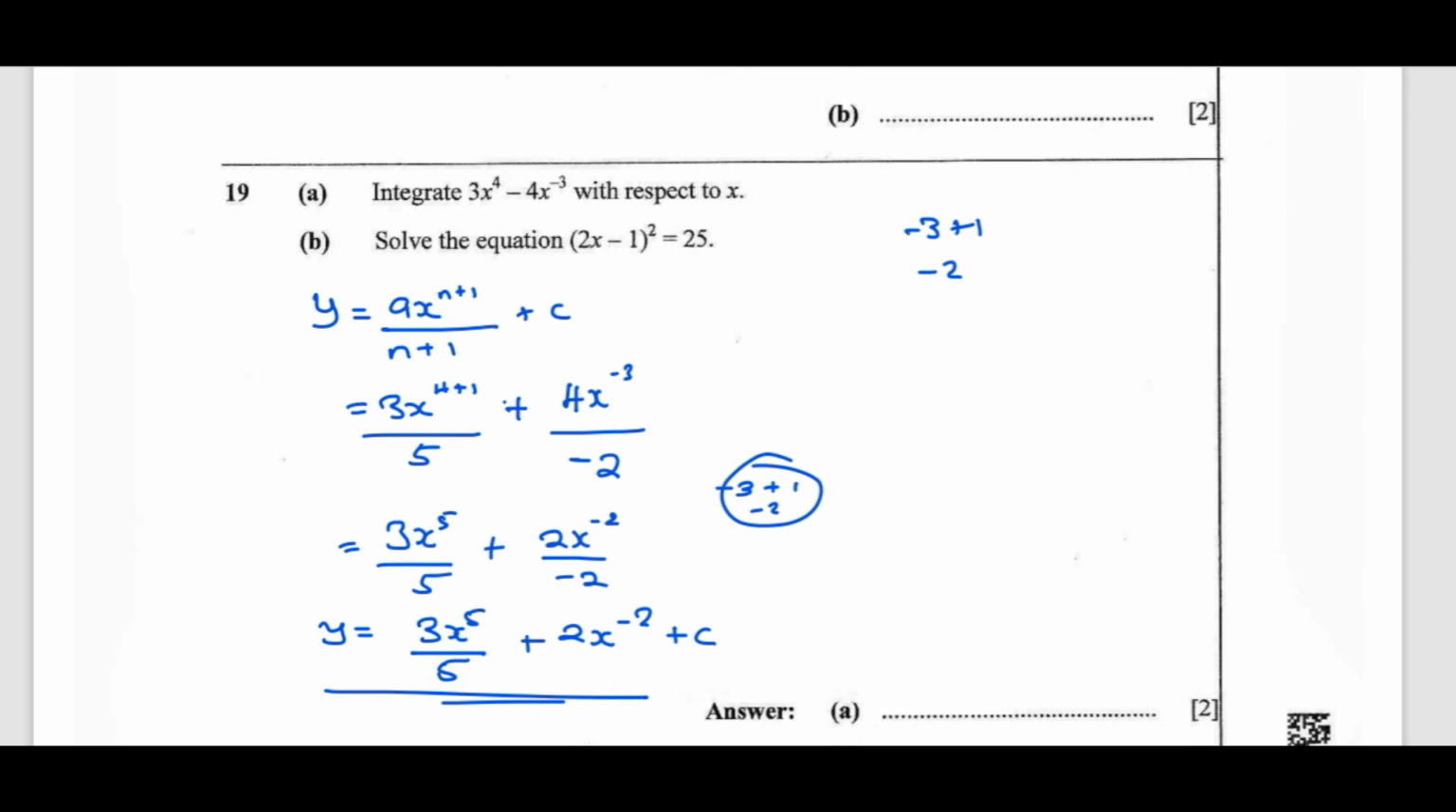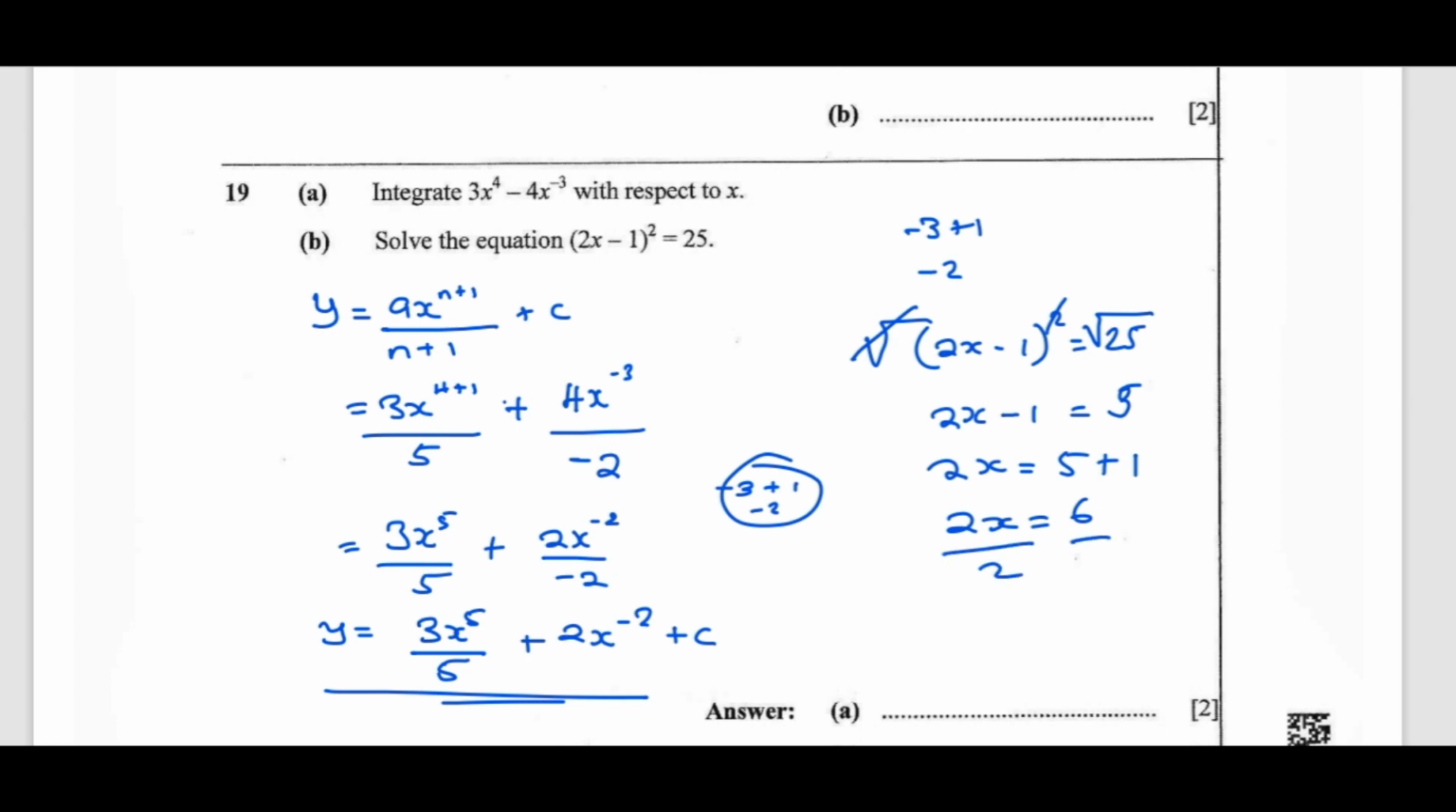And then solve the equation. We have the equation which we've been given: 2x minus 1 in brackets, squared, is equal to 25. How do we find this? We introduce a square root there, and here also we introduce a square root. So this goes, and then that goes. So 2x minus 1 is equal to 5. So 2x is equal to 5 plus 1, so 2x is equal to 6. Dividing by 2, x is equal to 3. So that is the answer.